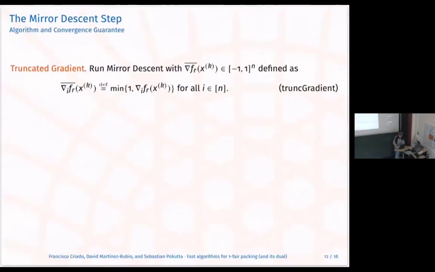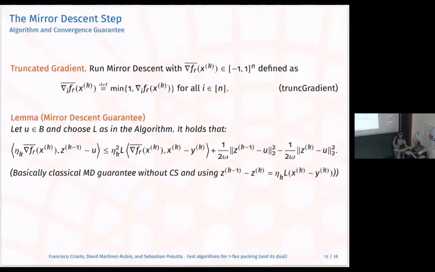Good. Now let's look at the respective steps. As I said, we run mirror descent on the truncated gradient. That makes a lot of sense. If you know something about mirror descent, you always have the dependence on the size of the gradient. So truncating the gradients makes things nicer. What we do is something very simple. We basically just clip the gradient by 1. So if it's too large, we just clip it by 1. That's the whole truncation that is going on here.